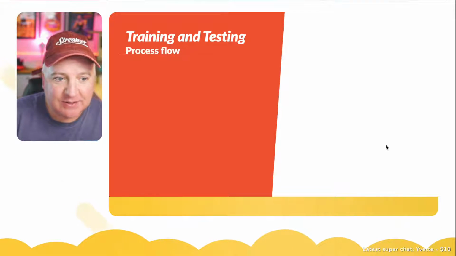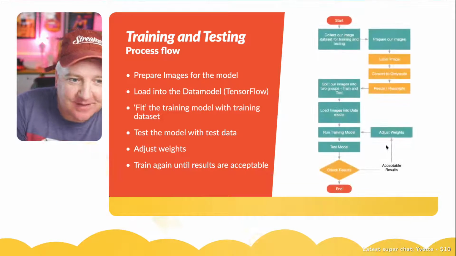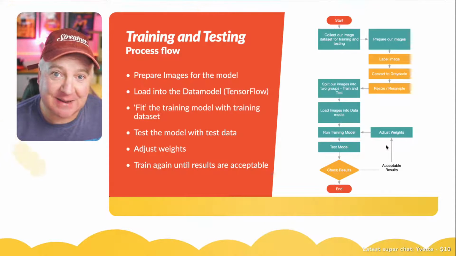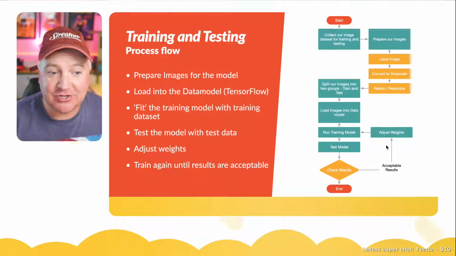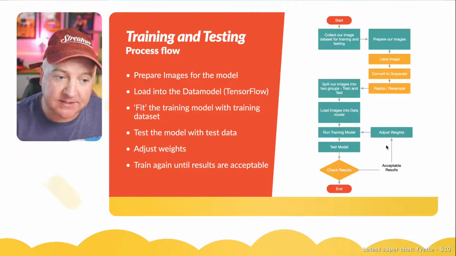So let's have a look at our test and training process flow. How does all this actually work? So we're going to prepare our images for the model, and I can show you some examples of where I've done that in a second. We're going to load those images into our data model, into our TensorFlow. We're going to fit the training model, and that's the actual training of it, running the algorithm to adjust all the weights. We're then going to test the model with our test data.